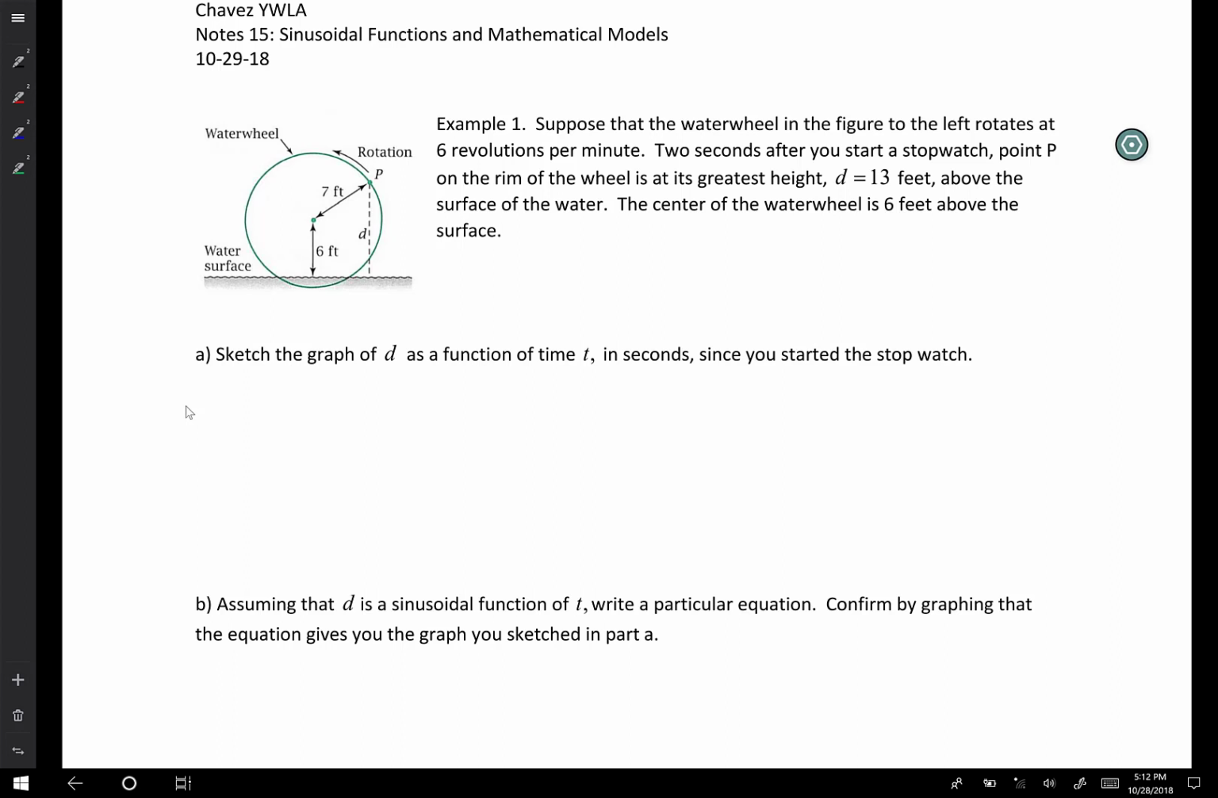So pretty much you have a point, and this point is going counterclockwise. It's rotating, and it rotates 6 times per minute. So that means 6 revolutions per minute. If it's doing 6 revolutions per minute, remember that in 1 minute there are 60 seconds. So that means it does 1 revolution every what? Every 10 seconds. So 1 revolution every 10 seconds.